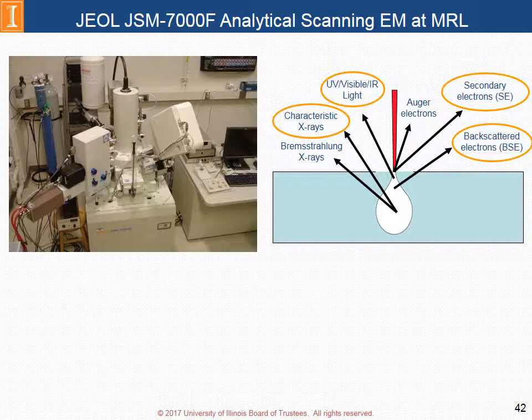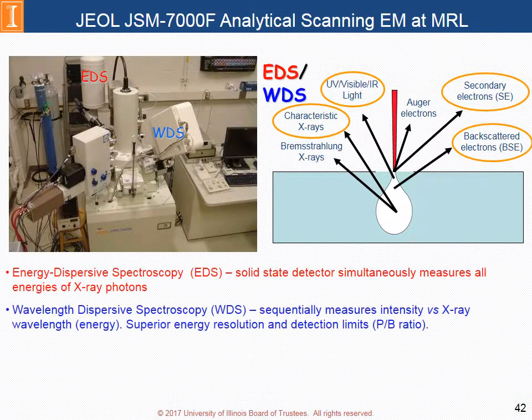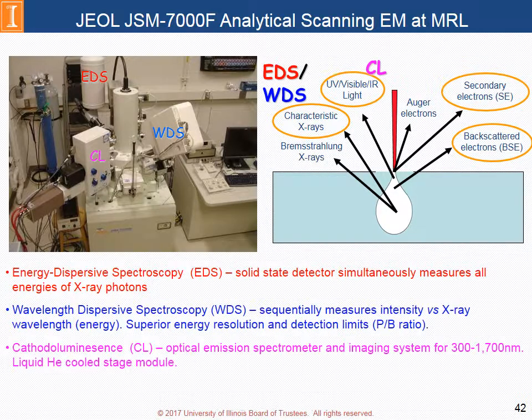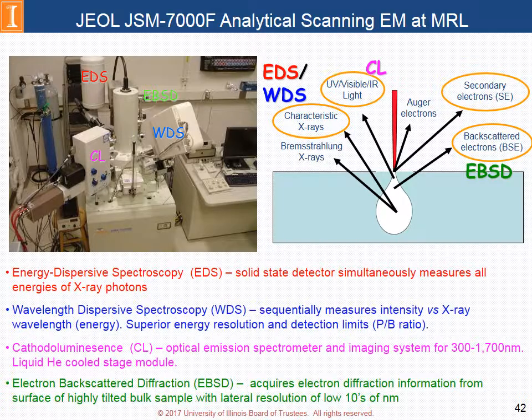MRL has a JEOL 7000F, which is an advanced analytical SEM. With the JEOL 7000F, all the techniques we discussed earlier are available. We can do both EDS and WDS for composition analysis. We can do cathodoluminescence for optical and electronic property analysis. We can also do electron backscattered diffraction for crystallographic analysis.